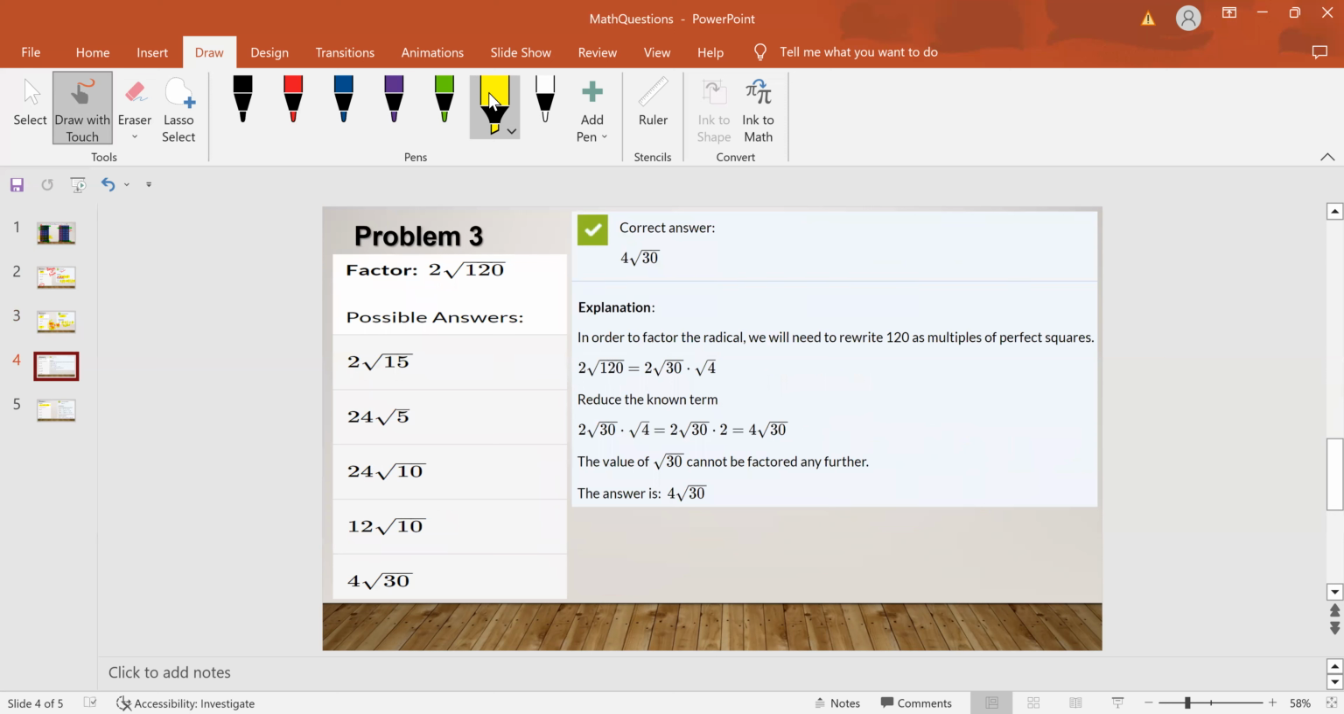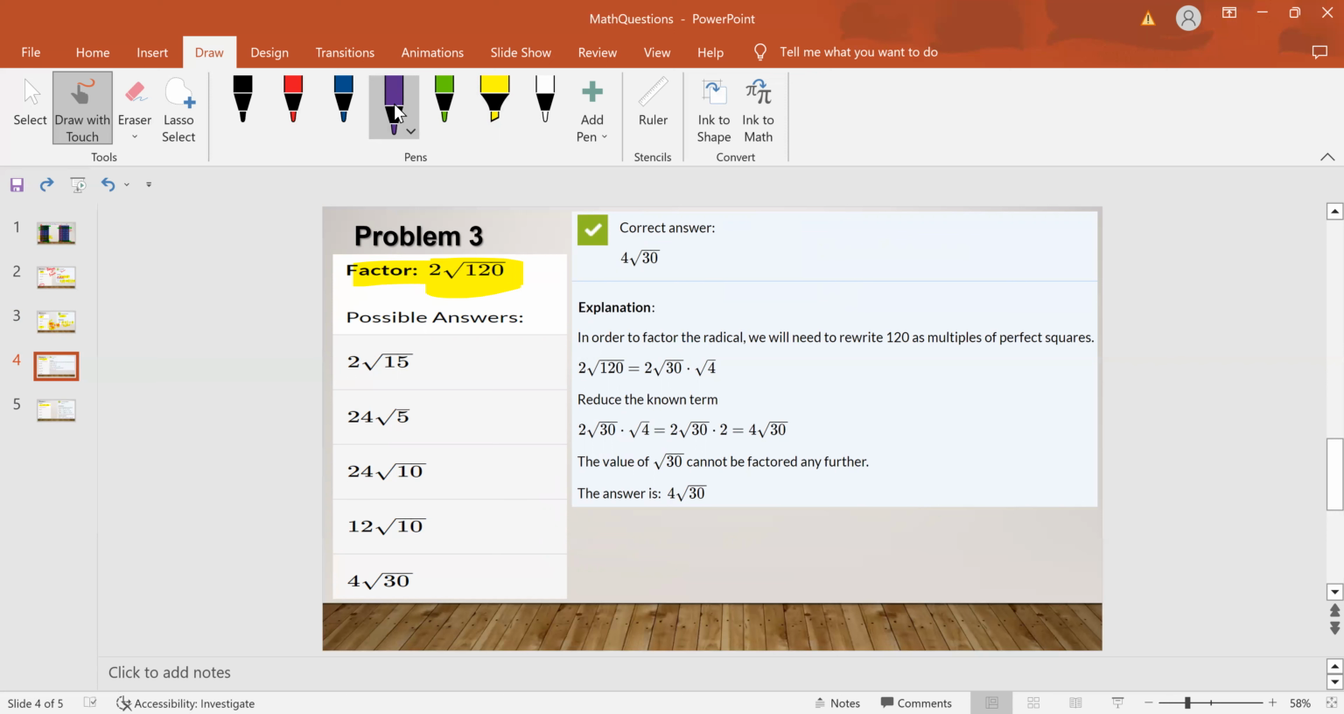Okay, this one is tricky. Even though they say factor, they say 2 square root of 120. But you have to understand that this is telling you to simplify, to reduce. Okay, so we have 2 square root of 120. Understand that this 2 here, which is a regular 2, came from a square root of a number. Square root of what number gives you 2? Square root of 4 gives you regular 2. Okay, so that 2 is multiplying the square root of 120.